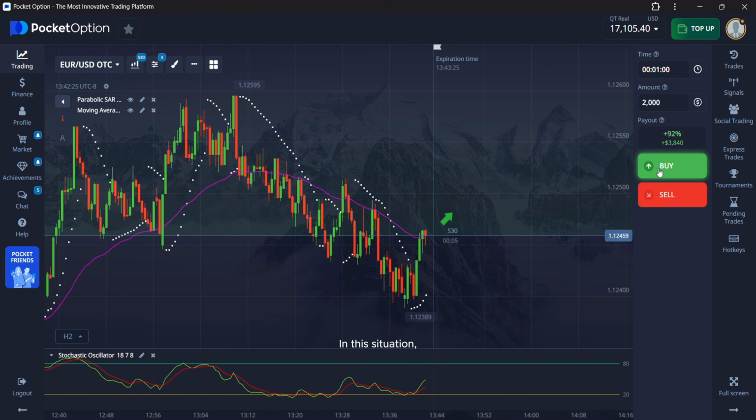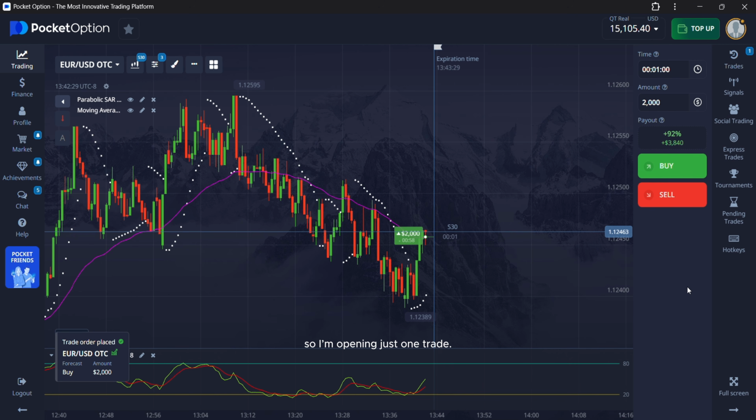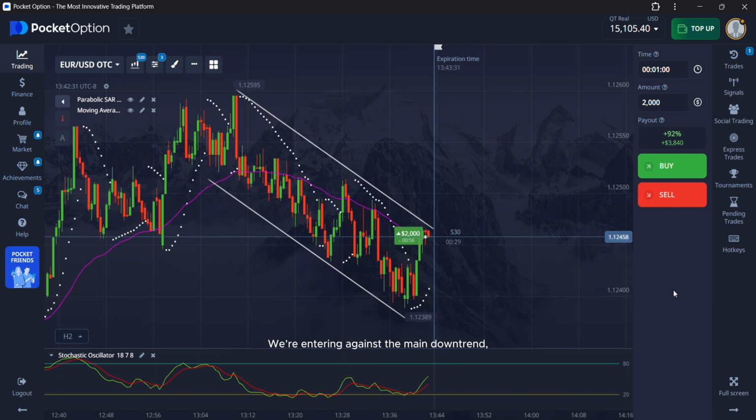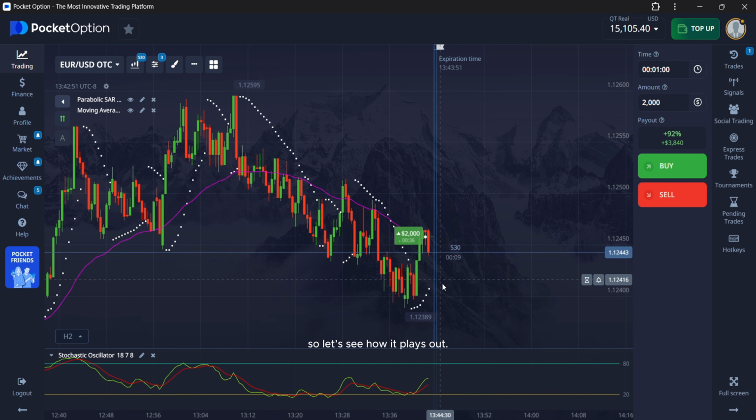In this situation, I'm not fully confident, so I'm opening just 1 trade. We're entering against the main downtrend, but there are a few arguments in favor of a corrective upward move. First, the Stochastic indicator clearly shows an exit from the oversold zone. Second, there's been a sharp upward impulse, which often happens during corrections after a long drop. The trade looks reasonable, so let's see how it plays out.